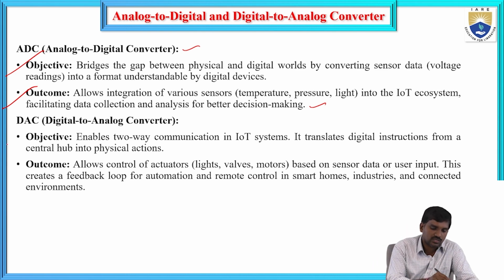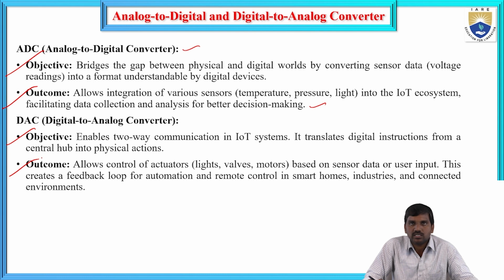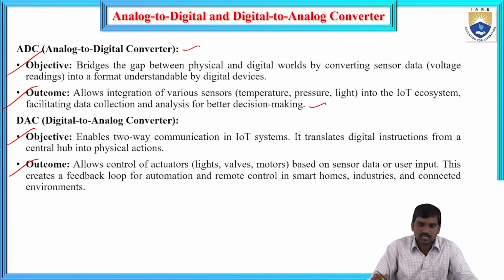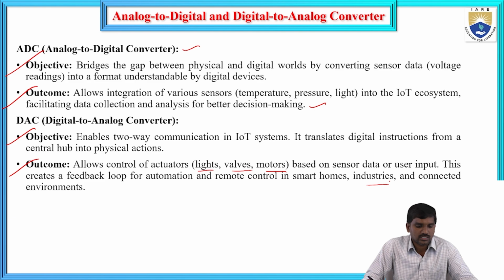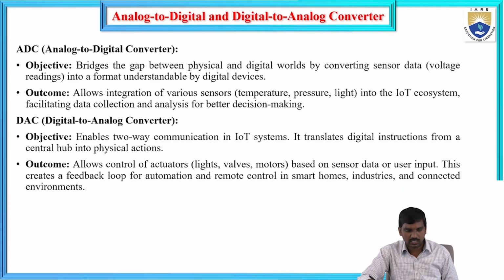And the digital to analog converter, objective and outcome. The objective is to enable two-way communication in IoT systems. It translates the digital instructions from the central hub into physical actions. Coming to the outcome of the digital to analog converter, it allows control of actuators like lights, valves or motors based on sensor data or user input. This creates a feedback loop for automation and remote control in smart homes, industries and connected environments. That is the second type, analog to digital converter and digital to analog converter.